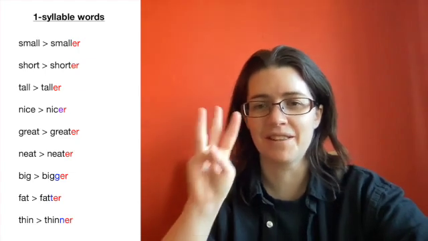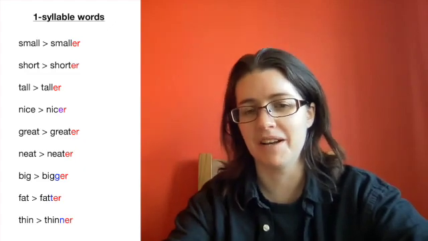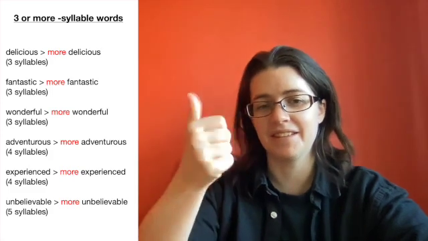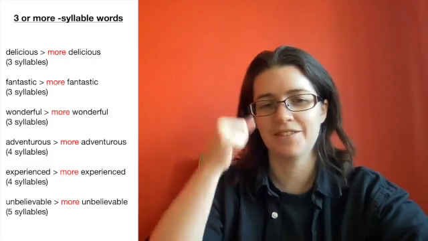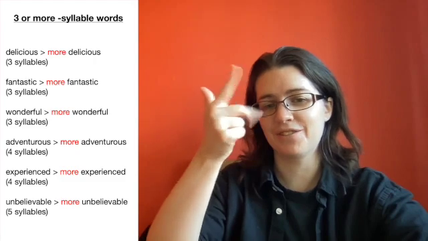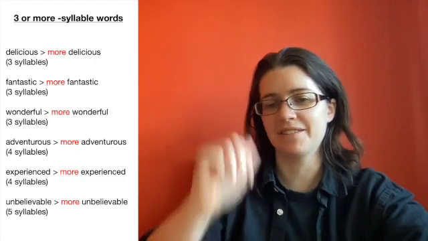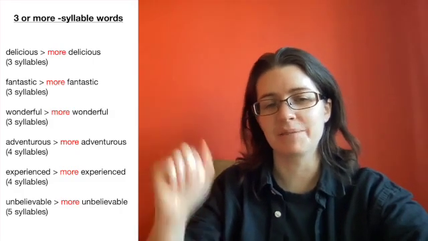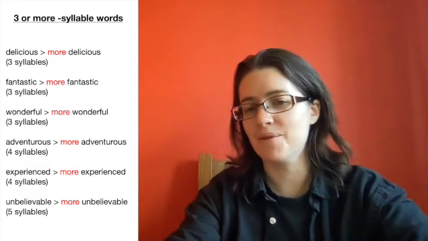Now, words with 3 syllables or more become comparative by putting more in front. Delicious, more delicious. Fantastic, more fantastic. Wonderful, more wonderful. Adventurous, more adventurous. Experienced, more experienced. Unbelievable, more unbelievable.